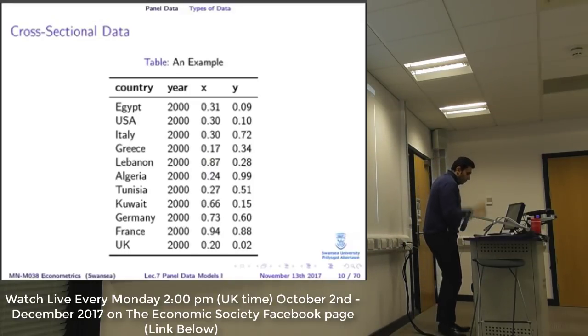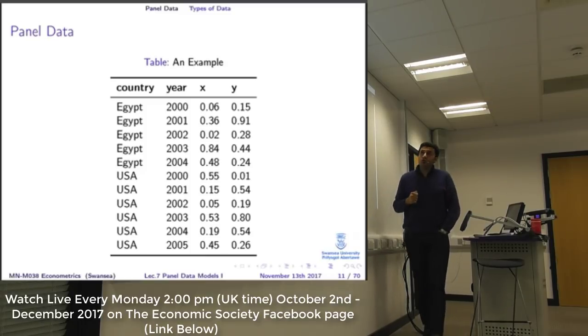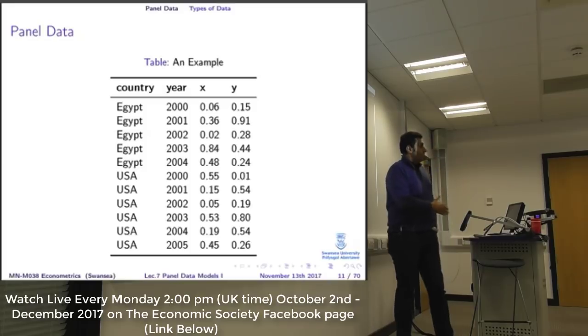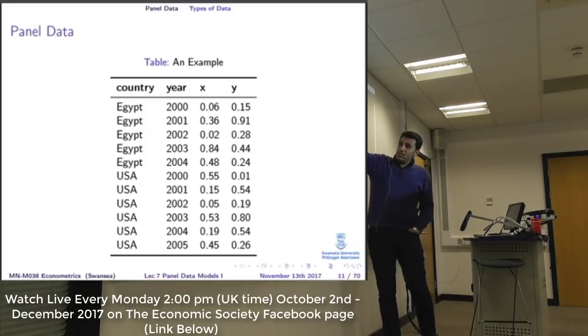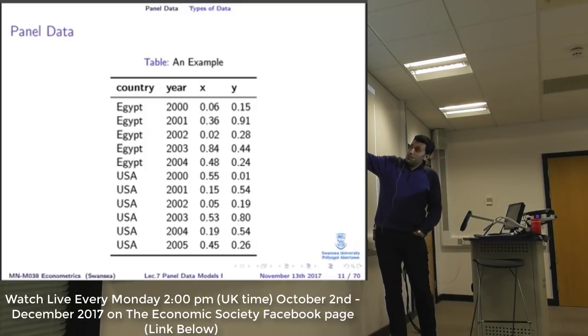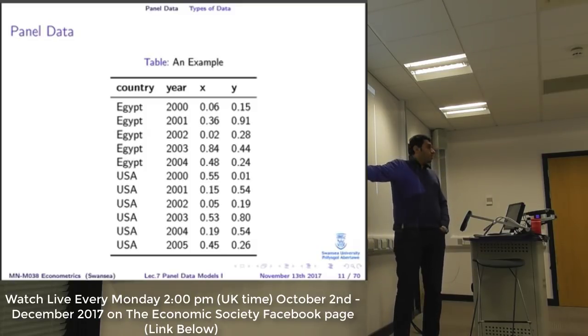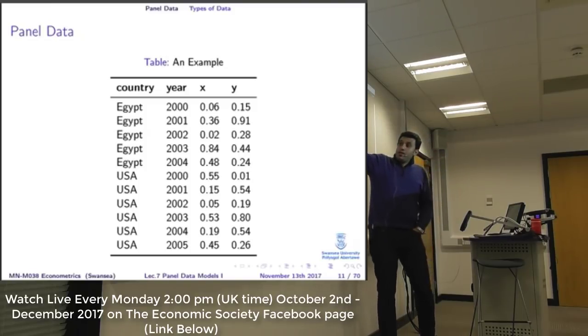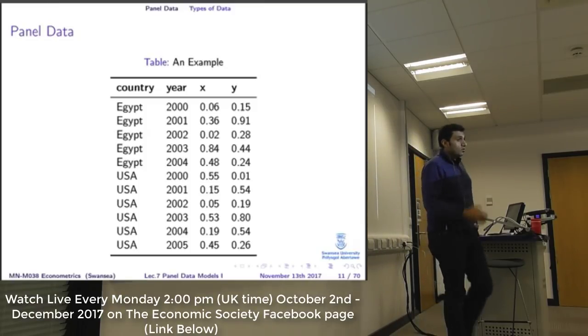But when we have panel data, which we're going to explain today, we will have data for a number of units, a number of subjects, like we see here, Egypt and USA, over time, from 2000 to 2004. So we've got data for X and Y, these two variables, across countries. We have different countries here, different units, and also we have the data over time.